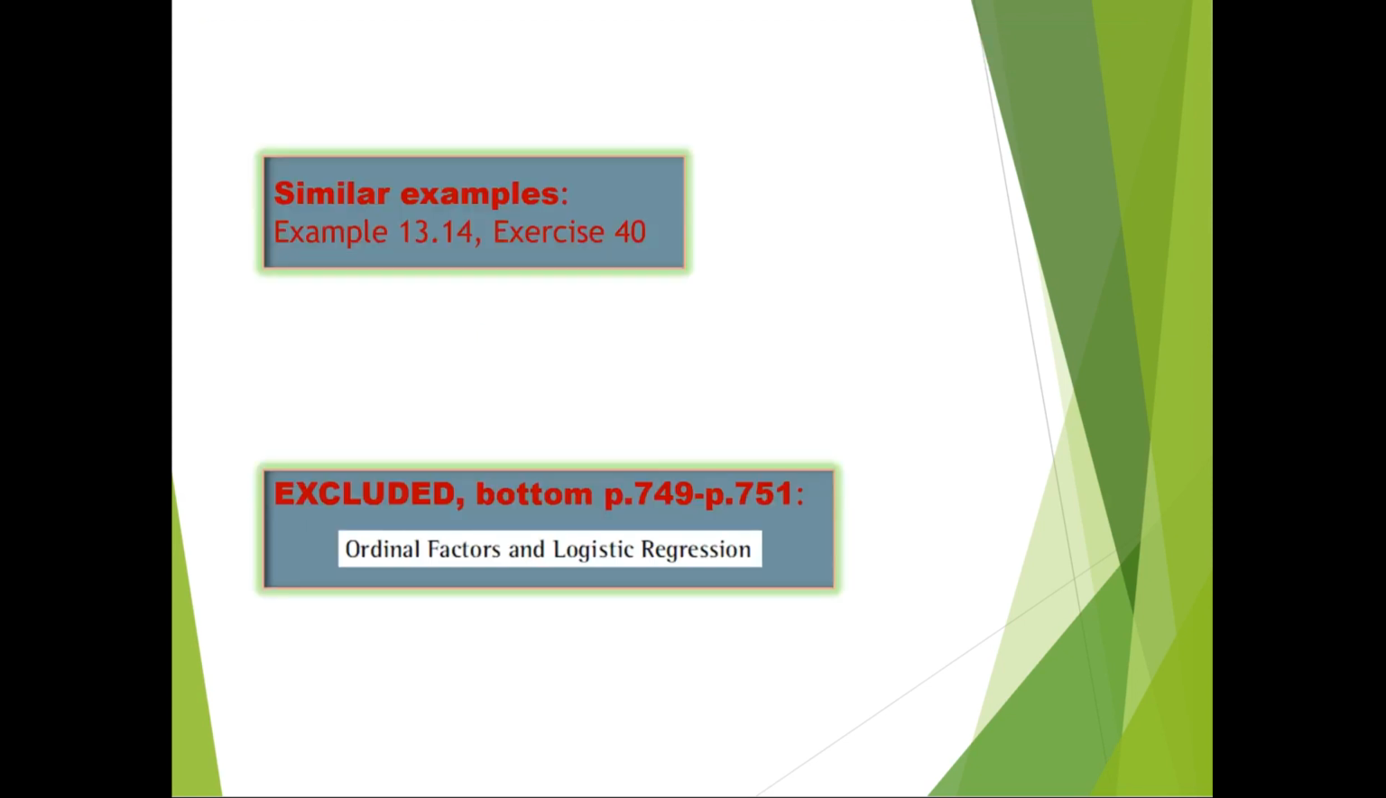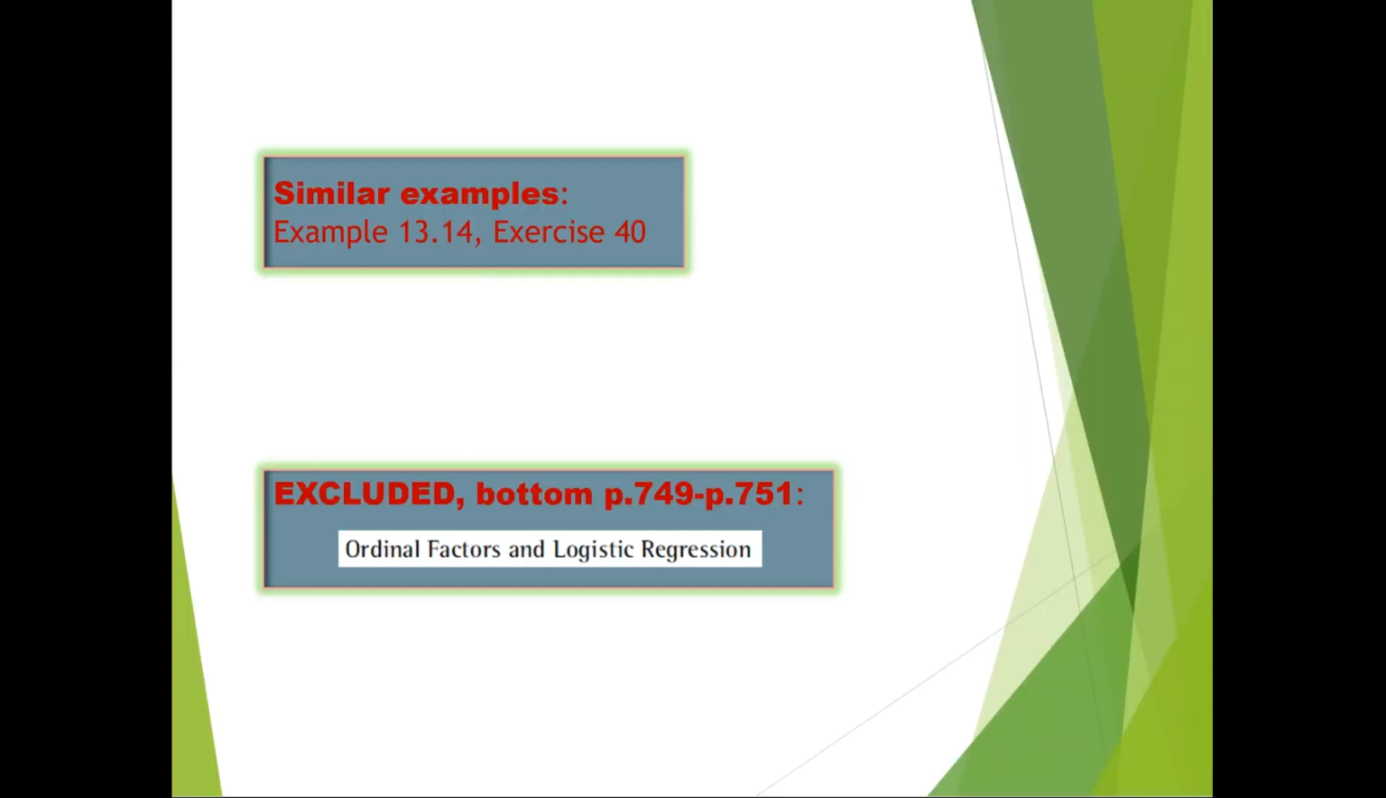So in conclusion, you will find similar examples in example 13.14 and exercise 40, which you can do as homework. Also note that the bottom of page 749 to page 751 are excluded: ordinal factors and logistic regression. This is something that may be very valuable in your second or third year or even in honors, but for now it is excluded.